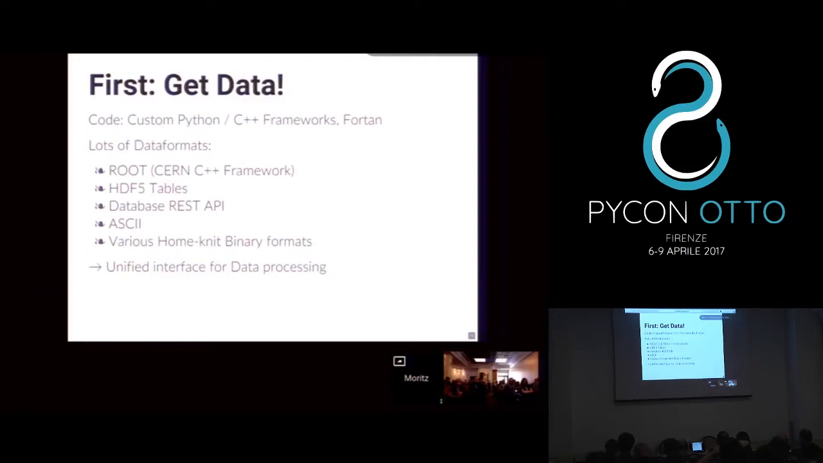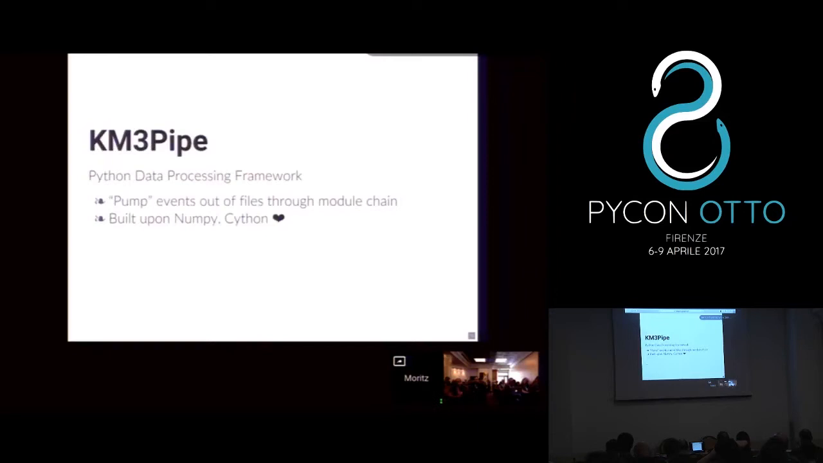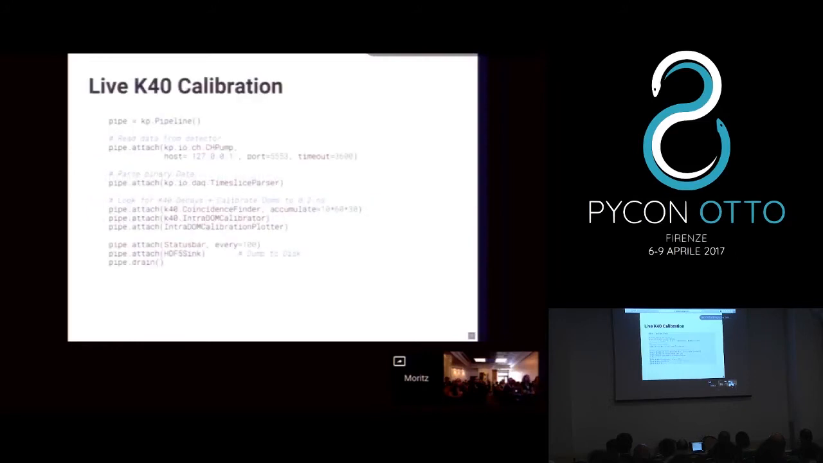So the first challenge to actually do anything is to get data out of the thing. For this, we developed a unified interface for data processing, which is, of course, written in Python. We christened it KM3Pipe, which is basically an approach for a very general event processing chain. In the name itself is the concept: you're building a pipeline system, I'll show this in a moment, and you pump events through this chain of modules. Because we're doing numerics, we're using NumPy and Cython. But the basic idea is very simple. Here's an actual example.